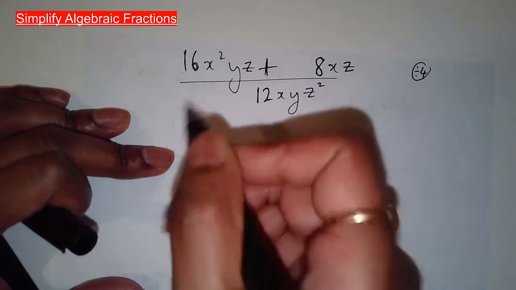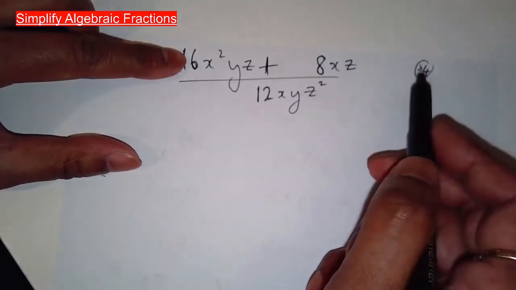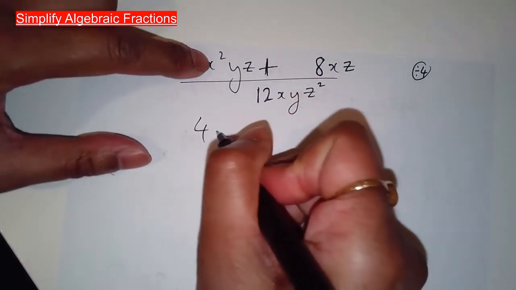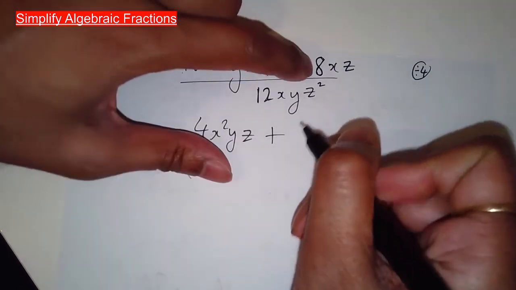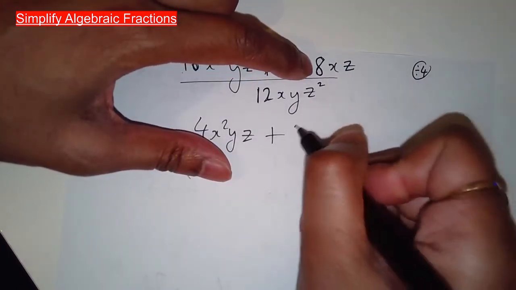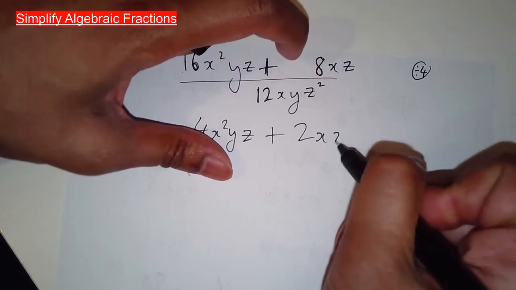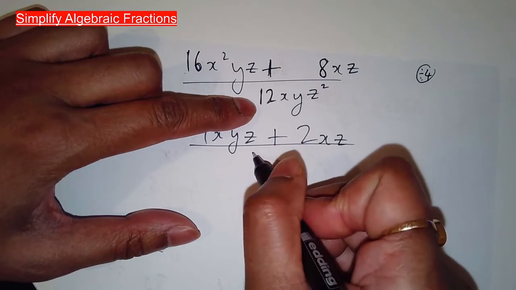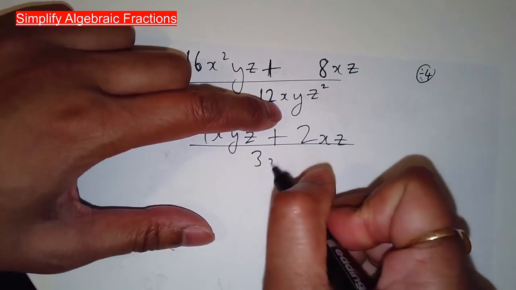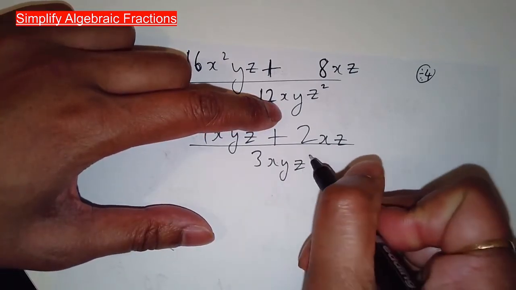All right, let's do that then. 16 divided by 4, and then that stays the same for now, just for the time being. 8 divided by 4 is 2, and just keep the letters for now. 12 divided by 4, and then keep the letters as they are for the time being.